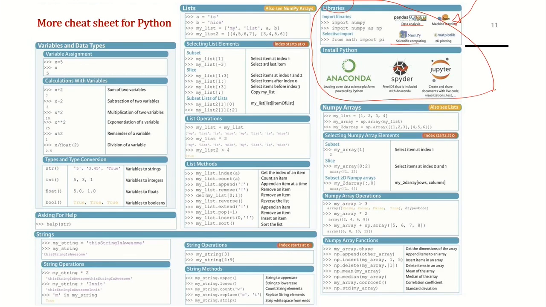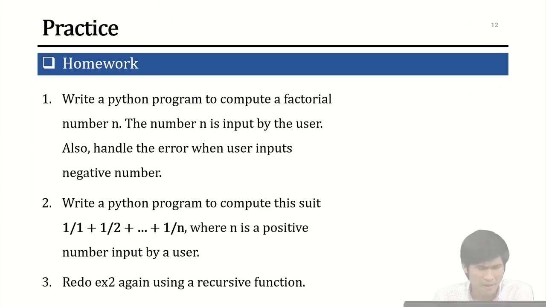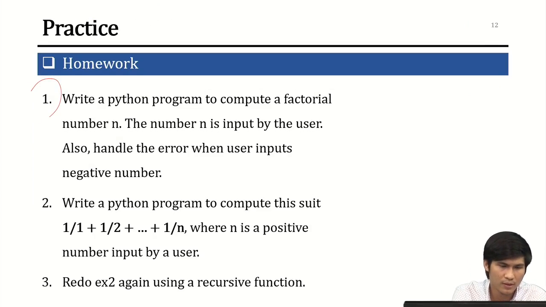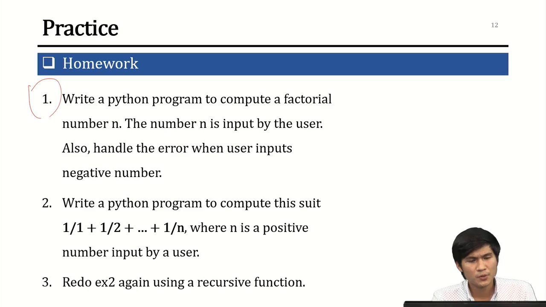All right, and next we'll take a look at some practice exercises. So in the first exercise here, we try to write a program to compute a factorial number, where the number is input by the user, and make sure that we handle errors from the user as well. Suppose that the user inputs a negative number, we cannot compute a factorial, right? So in that case, we should detect it, and display a message on the screen asking the user to input the number again.